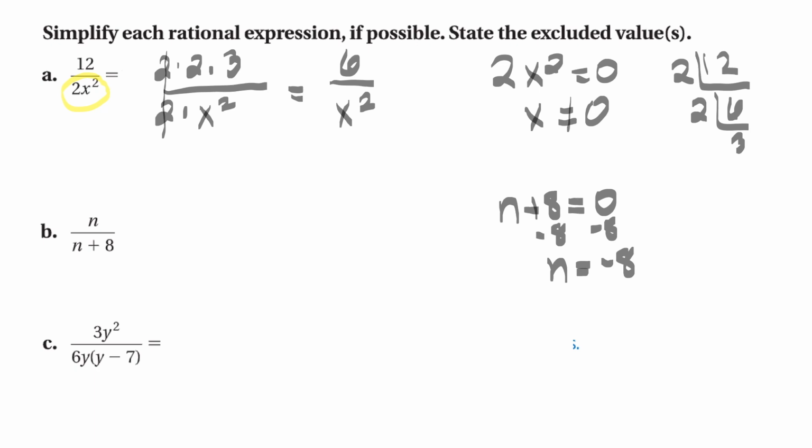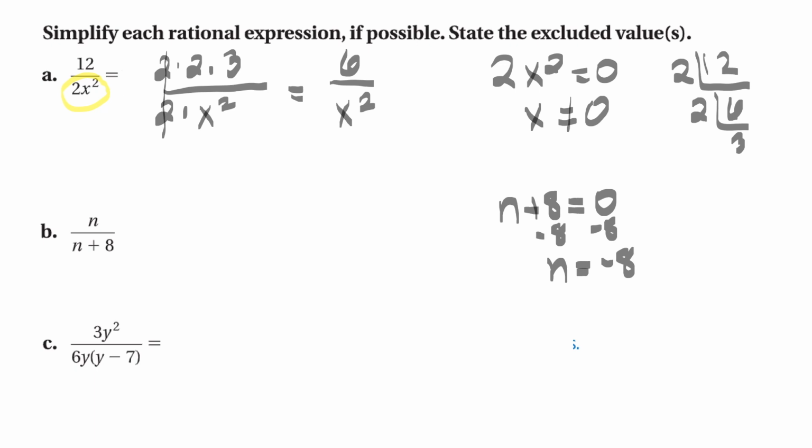Now on this one, we're looking for common factors, and we notice that there's nothing to factor out in our numerator, and there's nothing to factor out in our denominator. So this is actually already in simplest form. There is not a common factor between the numerator and the denominator, so that cannot be simplified any further.